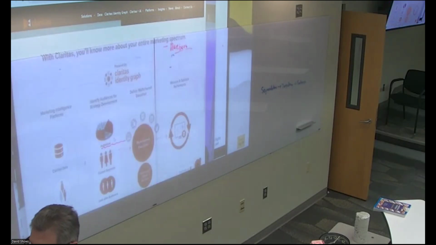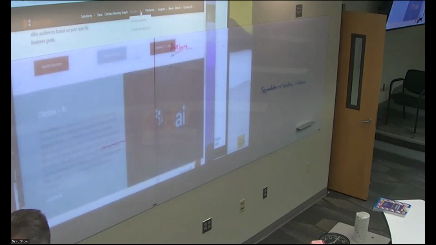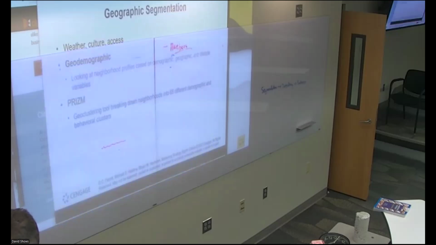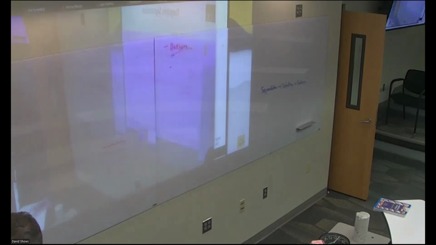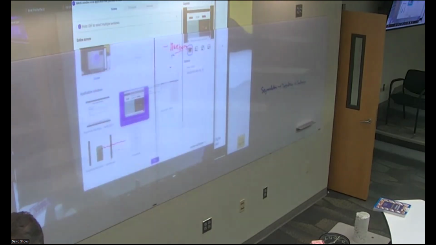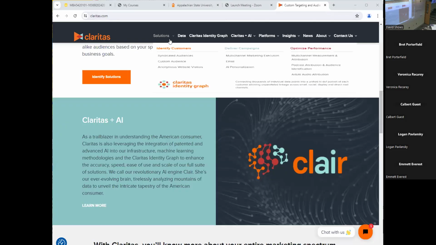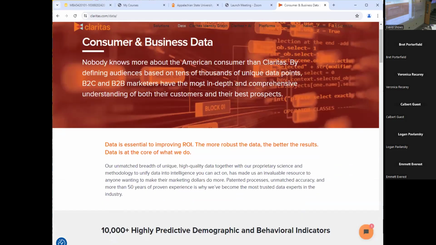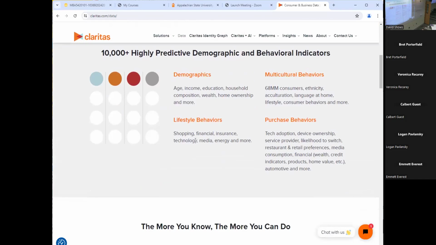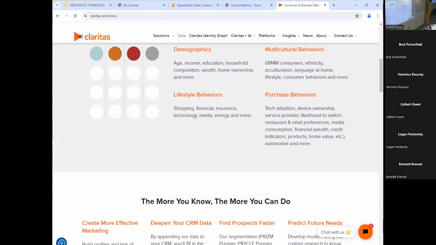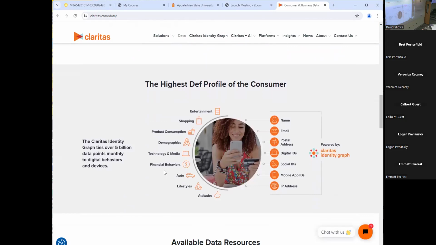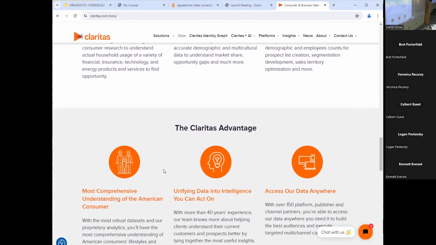It is basically set up so that it clusters individuals by unique geodemographics, and it provides a much greater way of understanding consumers. I'm not going to dwell on this too much, but just know that the Claritas database and the way that it is built allows you to understand individuals not only by where they are, but their lifestyle behaviors. And it is a much deeper way of being able to understand audiences.